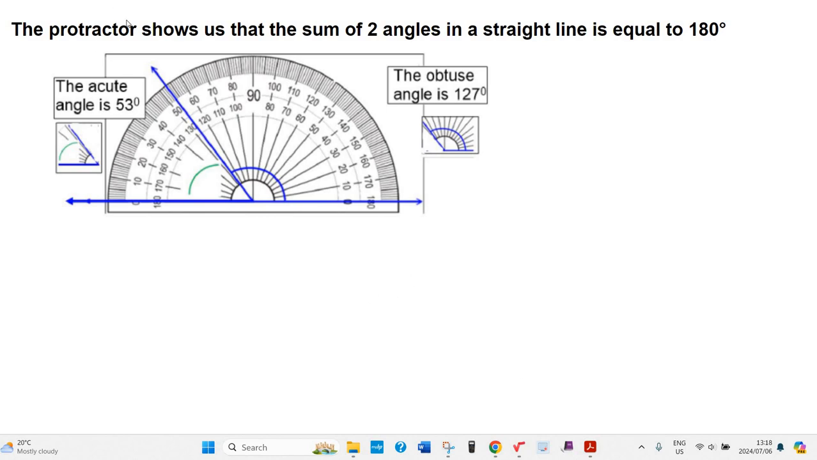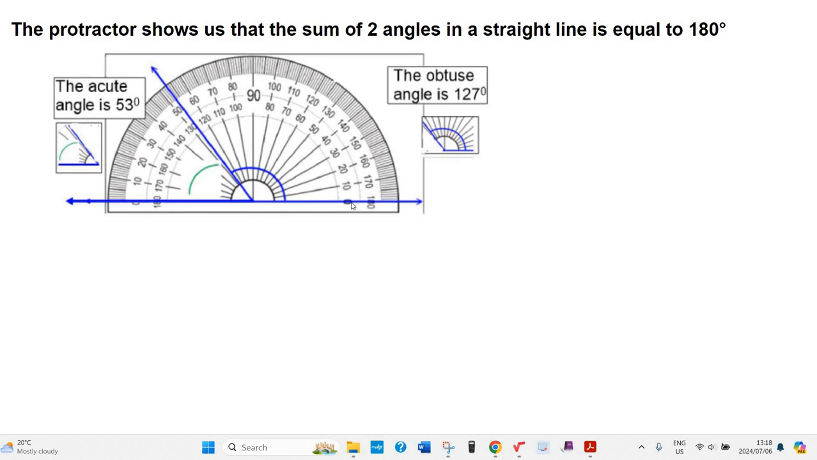Okay, we're going to look at a protractor, and it can show us the sum of two angles in a straight line equal 180 degrees. What if we drew a line straight here on a protractor and it went right through 53 degrees? You see, this protractor is telling us that this angle is 53 degrees.